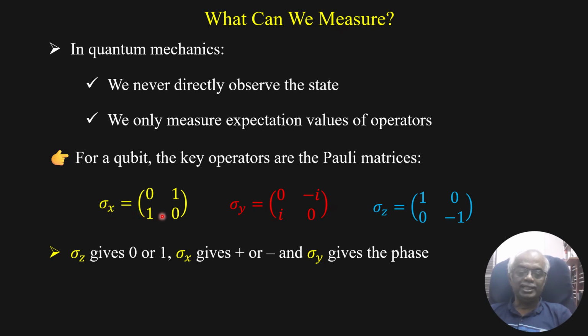So there are three Pauli matrices. One is sigma x is equal to [0, 1; 1, 0]. Sigma y equals [0, minus i; i, 0], and sigma z is equal to [1, 0; 0, minus 1]. So the sigma z gives the 0 or 1, sigma x gives the plus or minus, and sigma y gives the phase. We will see what are the 0 and 1, what are the positive ket and negative ket.